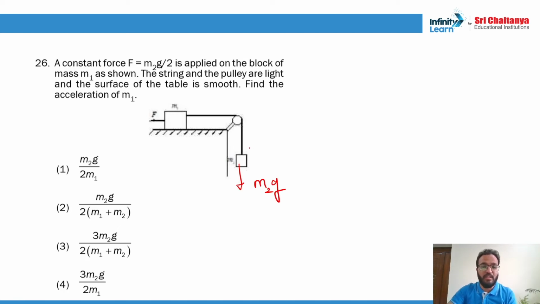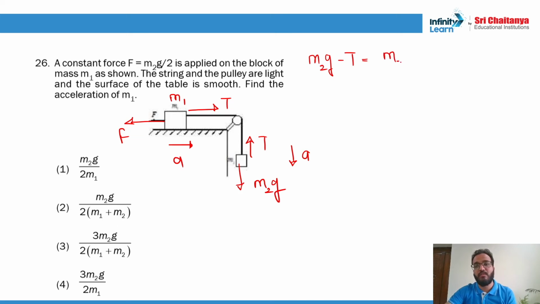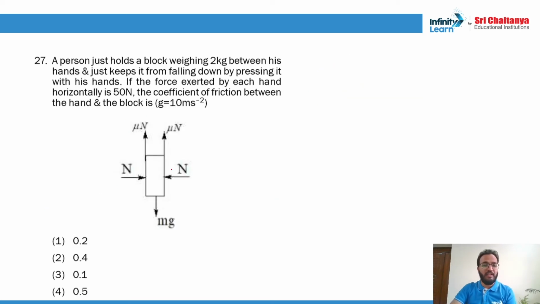This is M2G. This is T. This is T. This is F. This is M1. Obviously, both will go down with the same acceleration, right? So you can say, sir, M2G minus T is equal to M2A. T minus F, where F is M2G by 2, is equal to M1A. Add both these equations, get the value of acceleration. That is the second option, right?